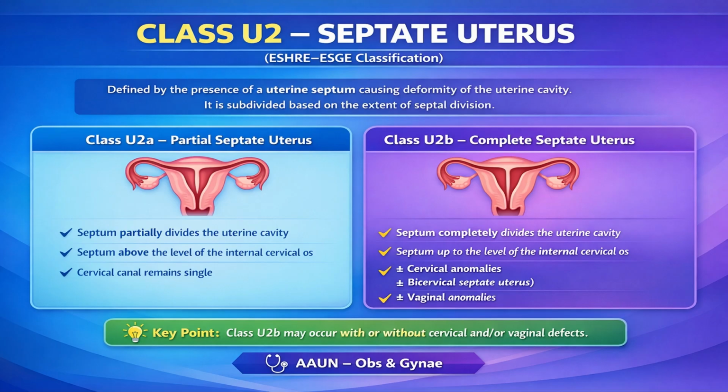Class U2 has got two divisions. Class U2A is partial septate uterus, in which the septum partially divides the uterine cavity, and class U2B, which is complete septate uterus. The septum completely divides the uterine cavity and septum up to the level of internal cervical os.